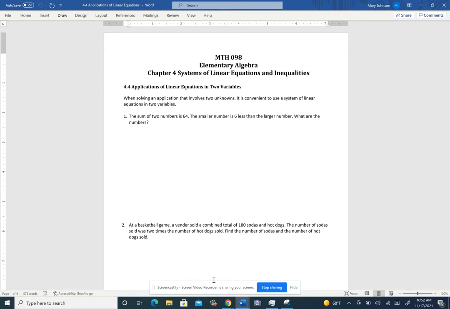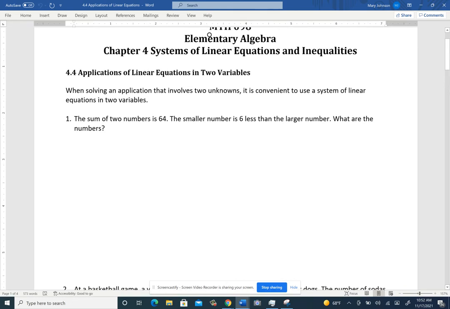Okay, so what we've got here are word problems that will turn into two equations. We can translate the words into math equations, and we'll have two equations that will create a system of equations, and then we'll go on and we'll solve it using the techniques we learned in sections 4.2 and 4.3.